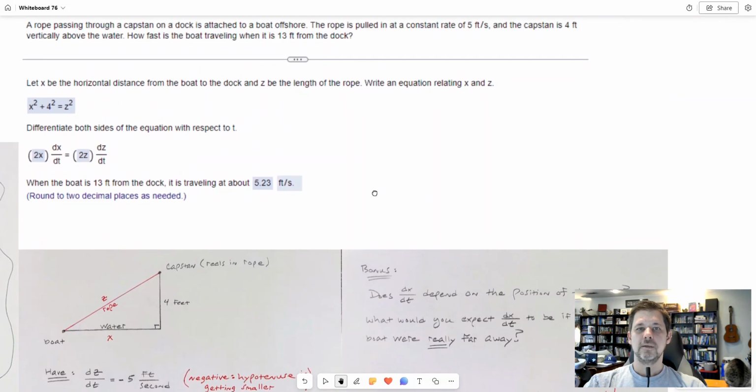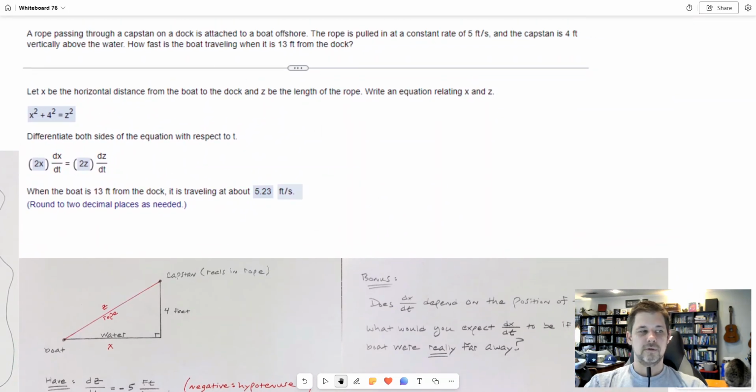Greetings, everybody. Here's a question from our assignment on MyMathLab that I think would be good to show you. I'll let you read this, and I'll start with my summary down here, and I'll go from there.